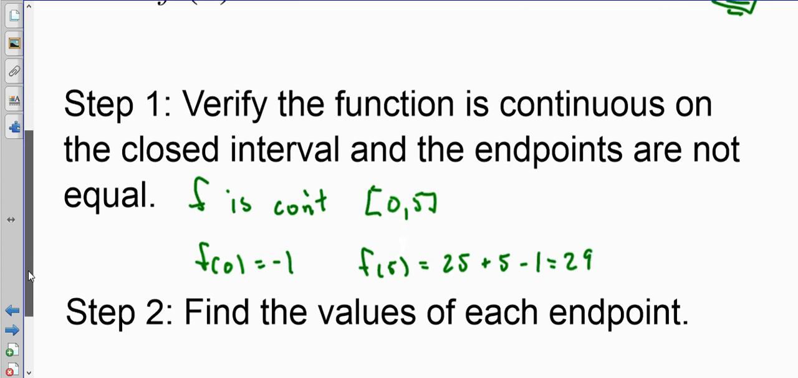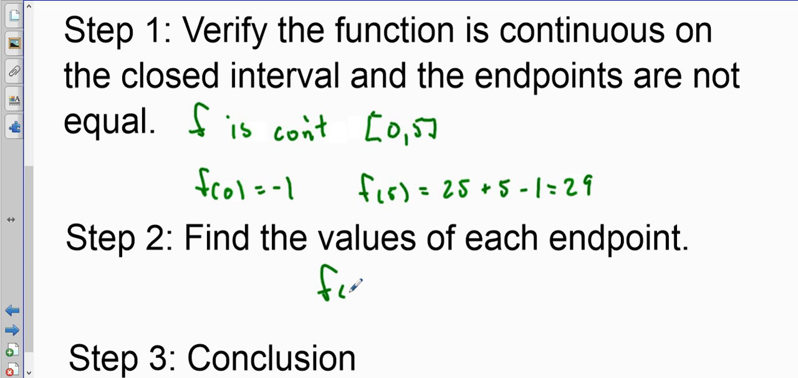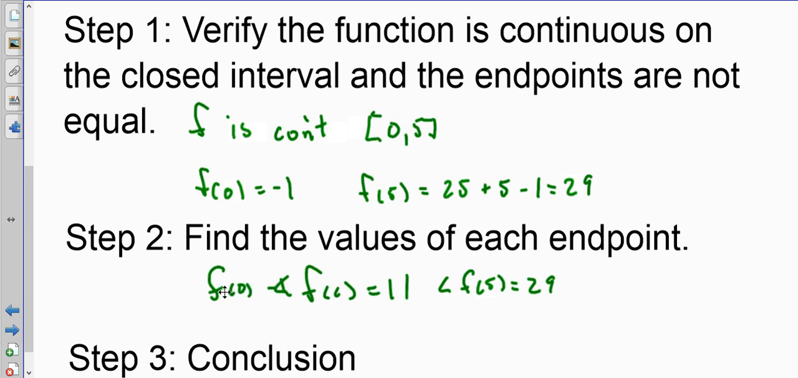Well, yes, it is. So there should be an f of c value, which equals 11, which is going to be between f of 0, which we know is equal to -1, and this value right here, f of 5, which we also know equals 29. Let me move this over a little bit. And so that's what we have. We found out that the intermediate value theorem does work out.